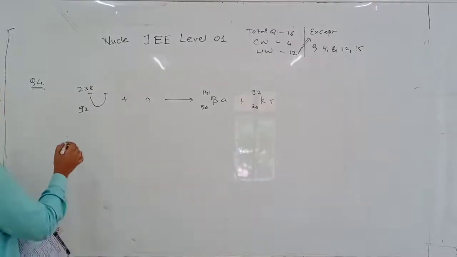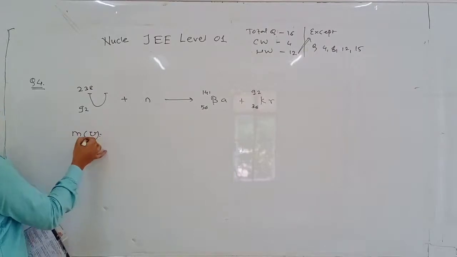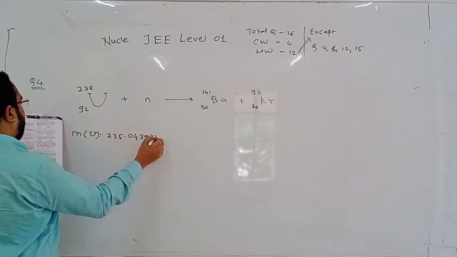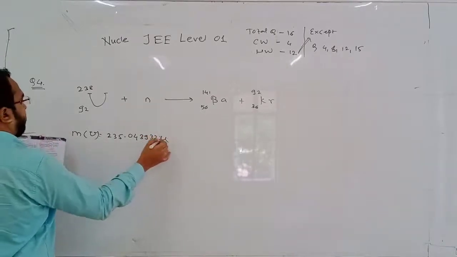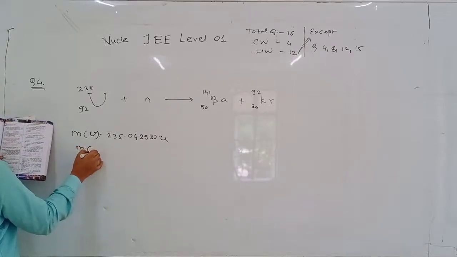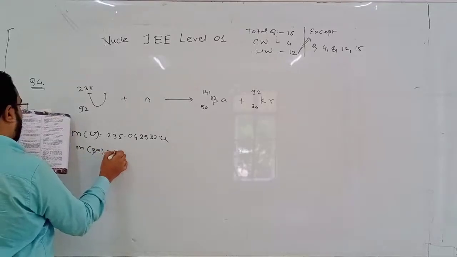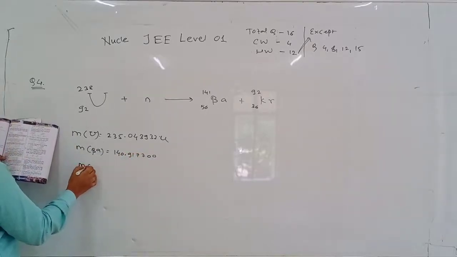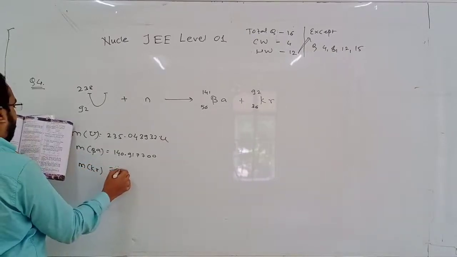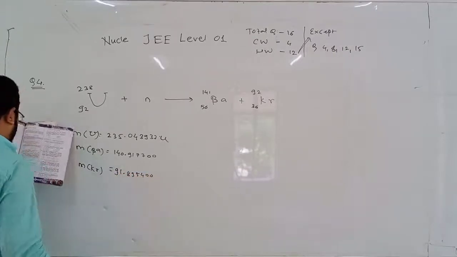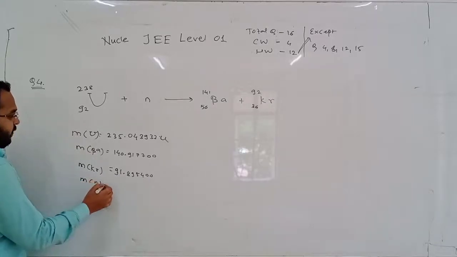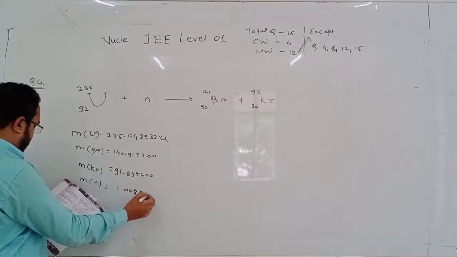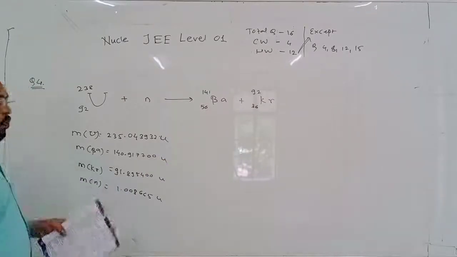The mass of uranium is given, 235.043933 units. Again, mass of barium is given, that is 140.917700. This is the mass of barium. Then mass of krypton is given, 91.895400. The mass of neutron is also given, 1.008665 units. What is asked? The energy.